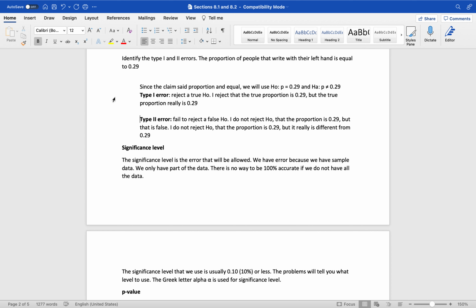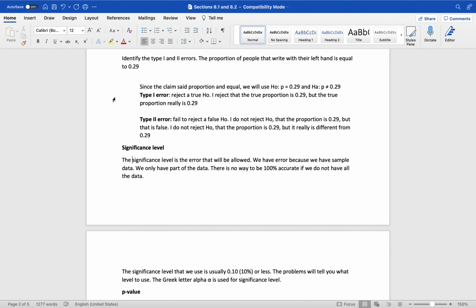Type 2 error is fail to reject a false H0. I don't reject H0 that the proportion is 0.29, meaning I keep believing it's 0.29, but that's false. I don't reject that it's 0.29, but that is false. It's really different from 0.29.